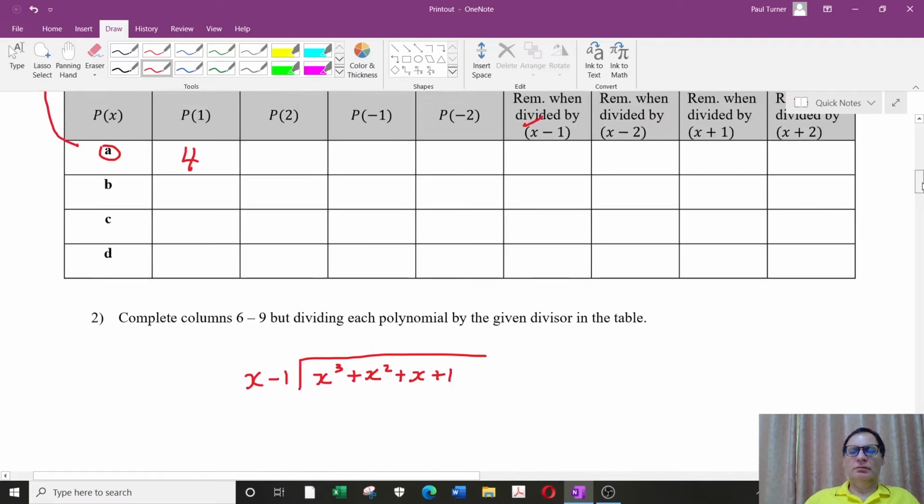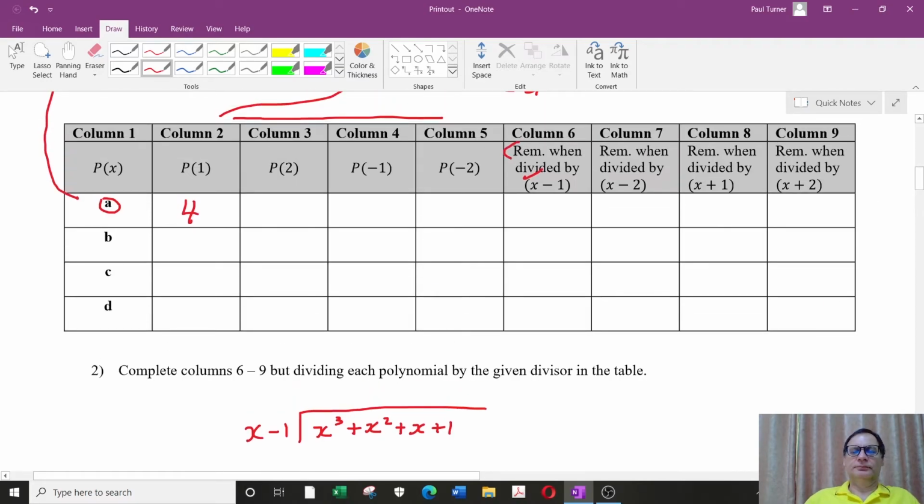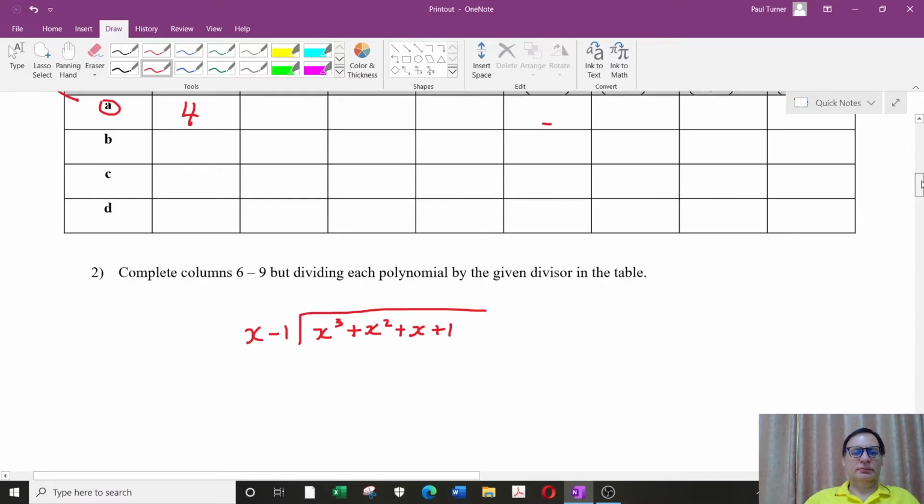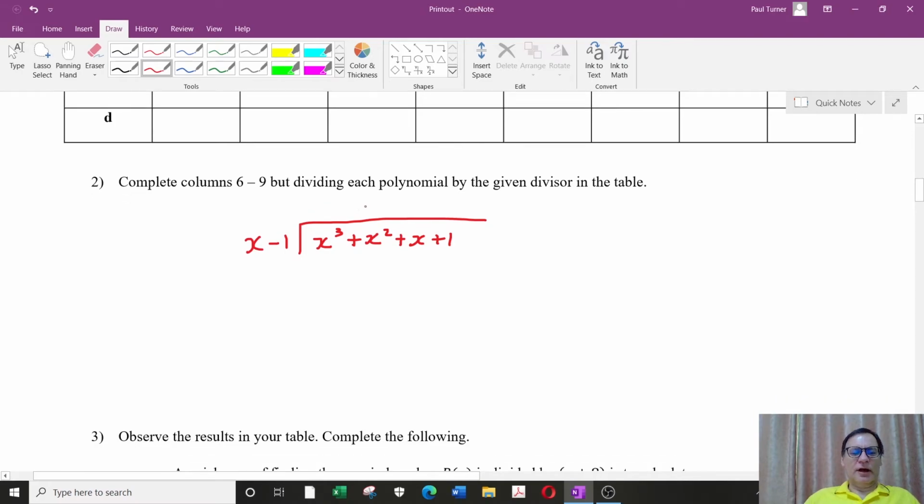What I want to do is find the remainder. The remainder is the number that you'll write here by division. Let's divide. So what times x will be x cubed? That will be x squared. X squared times x is x cubed. X squared times minus 1 will be minus x squared. And subtract. X cubed minus x cubed, 0. X squared minus negative x squared, minus negative makes a plus. So that will be 2x squared.